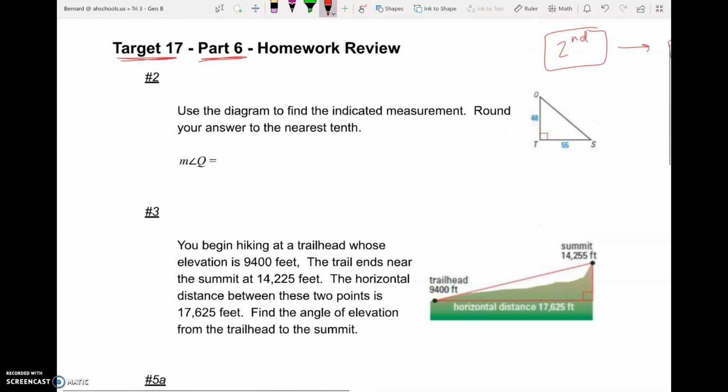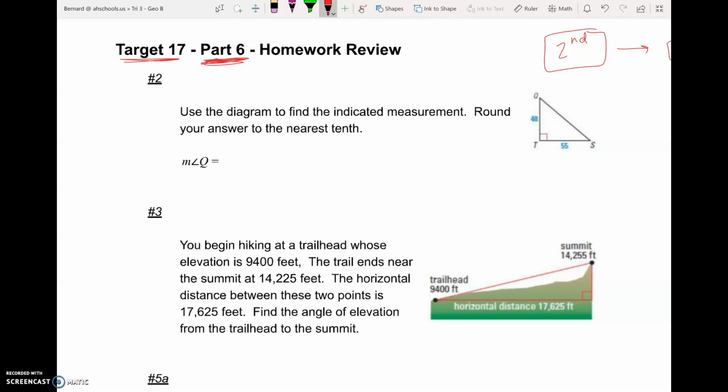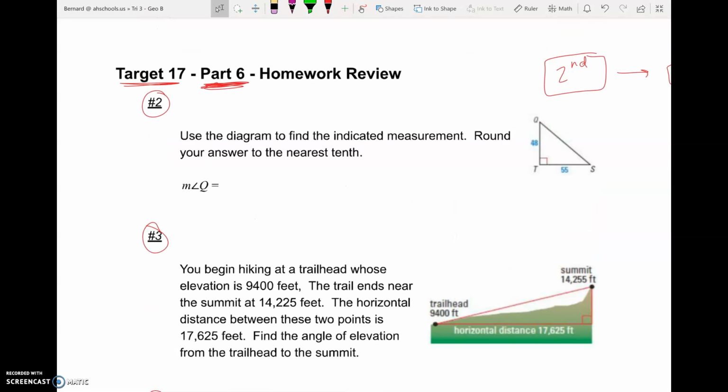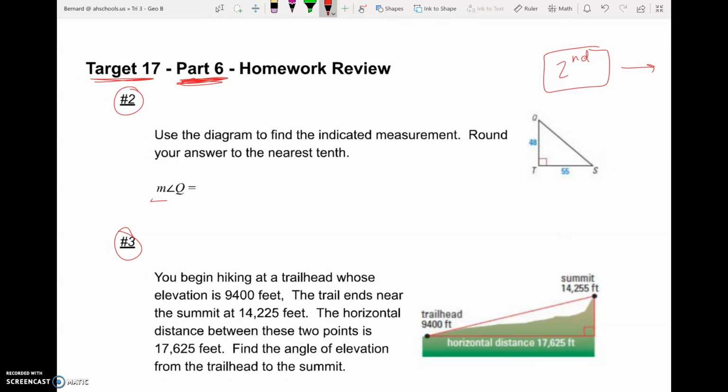This is a homework review, remember, so it deals with the part 6 worksheet. We're going through number 2, part of it, number 3, and then 5A. So let's get going. In number 2, the only part I wanted to review real quick was finding an angle. If we have this triangle and we want to figure out angle Q, we find angles with sine, cosine, tangent, and using the -1 version.